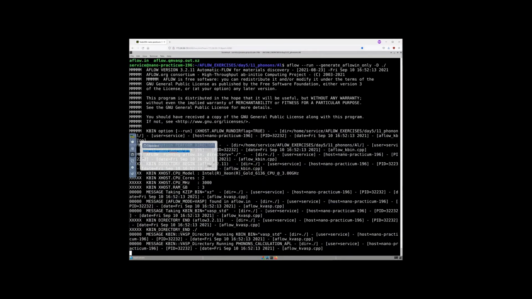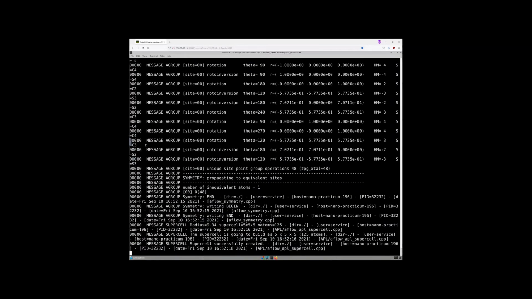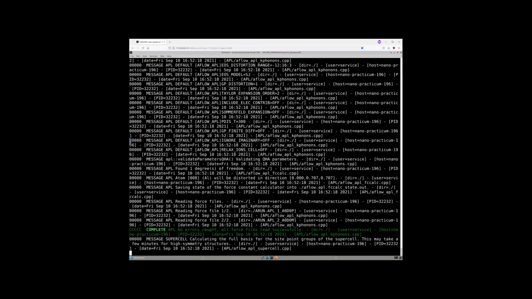So when we run it after there is a QMVASP file in all the subdirectories, you see we have a lot more messaging going on. Here we're reading the force files, and what it does now is it calculates the symmetry of the compound. The force constants have to obey the symmetry of the crystal. And for that, we need to get the site point group for every supercell. This can take a while.